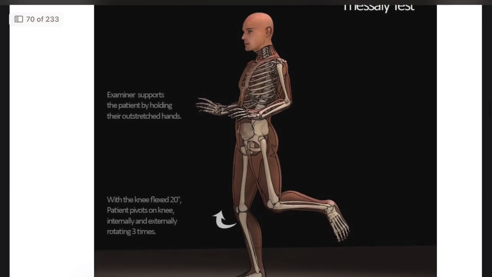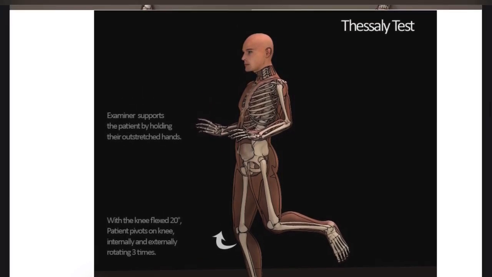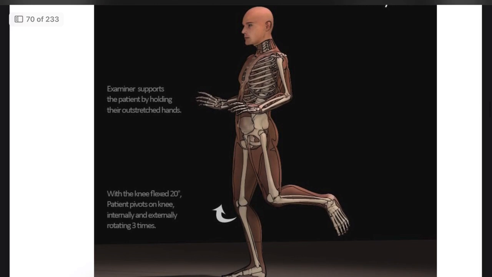Now we are going to see the Thessaly test. In the Thessaly test, the patient has to stand on the unaffected leg, same as this, you can see this image. Then the patient has to flex the knee to 20 degrees and twist. If the patient gets twist pain and catching, then we have to suspect a meniscal tear.